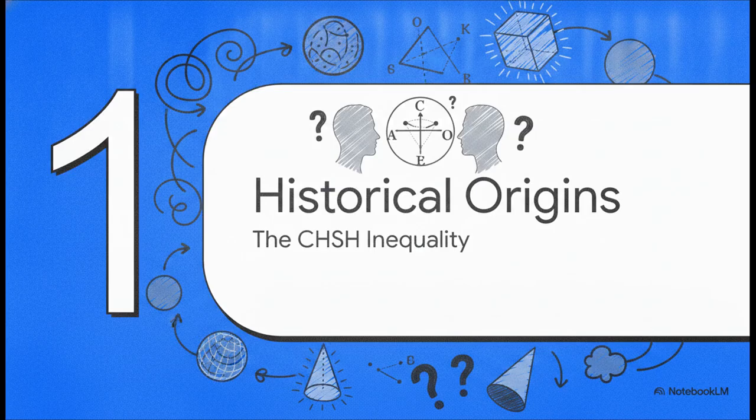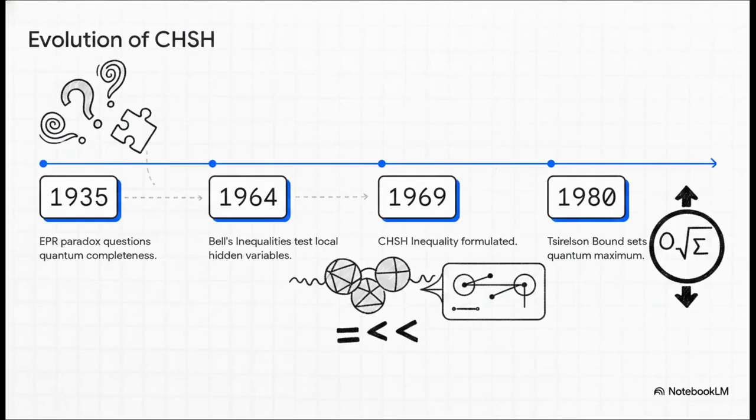All right, part 1, historical origins of the CHSH inequality. Let's quickly track how a single philosophical question evolved into a hard, measurable number. It really kicks off back in 1935 when Albert Einstein, Podolsky, and Rosen proposed the famous EPR paradox. They were basically arguing that quantum mechanics just couldn't be the whole story. It felt incomplete to them. Fast forward to 1964, and John Bell brilliantly transforms this philosophical debate into testable math with Bell's inequalities. He showed that if the universe operates on local hidden variables, which is what Einstein was hoping for, there are strict statistical limits to how correlated particles can actually be.